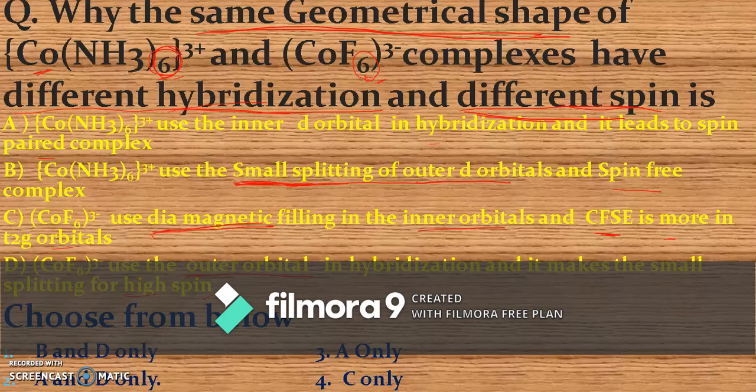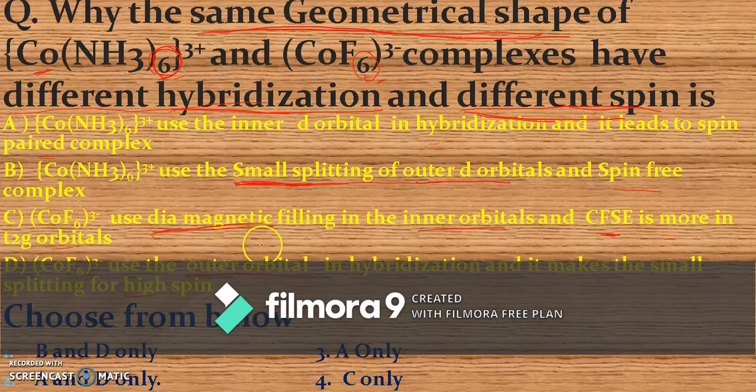Yeah, so let's go to the question now. Why do the same geometrical shape of [Co(NH3)6]3+ and [CoF6]3- complexes have different hybridization and different spin? That means here they have mentioned the same geometrical shape. If you look at the coordination number, it is 6, so it is going to be an octahedral shape, right? So that is why they have mentioned the same geometrical shape. These complexes have different hybridization and different spin, so we have to find out the reason behind it.